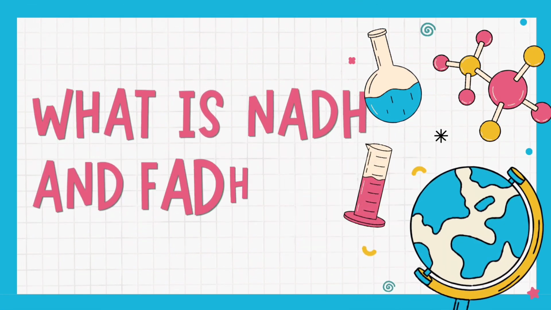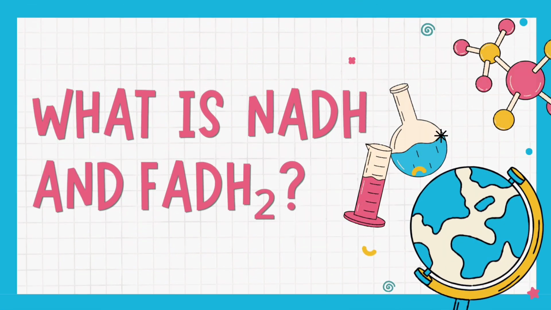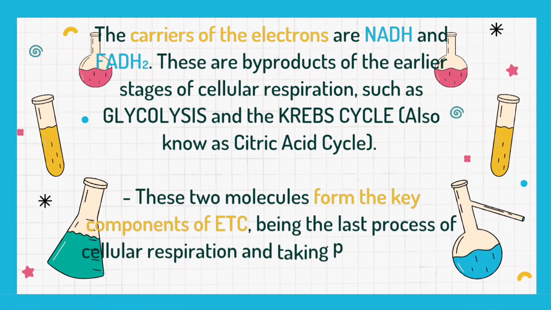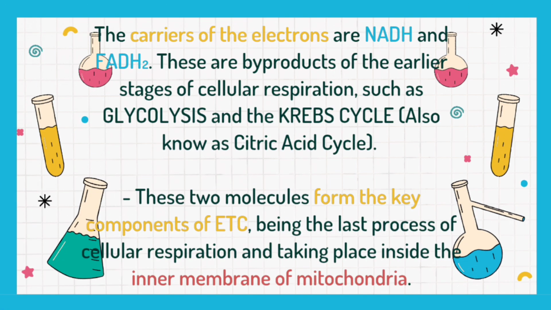But what are NADH and FADH2? NADH and FADH2 are the carriers of the electrons. These are the byproducts of the earlier stages of cellular respiration such as glycolysis and the Krebs cycle. And also, take note that the Krebs cycle is also known as the citric acid cycle. Next, these two molecules form the key components of the ETC, being the last process of cellular respiration and taking place inside the inner membrane of the mitochondria.